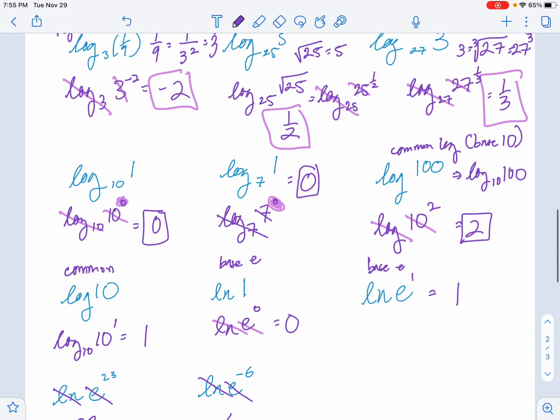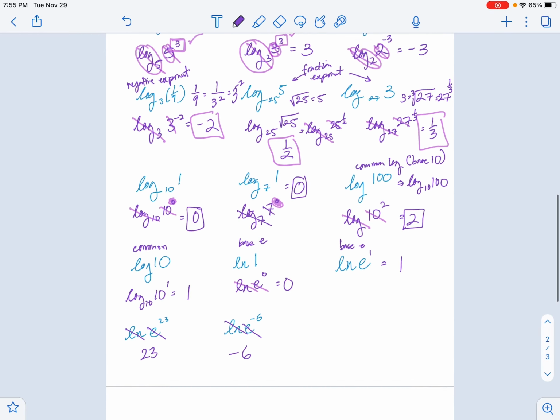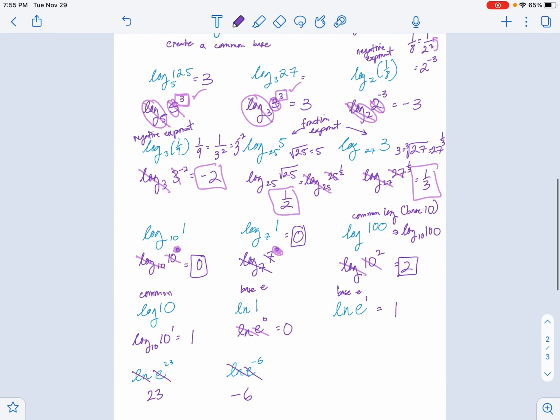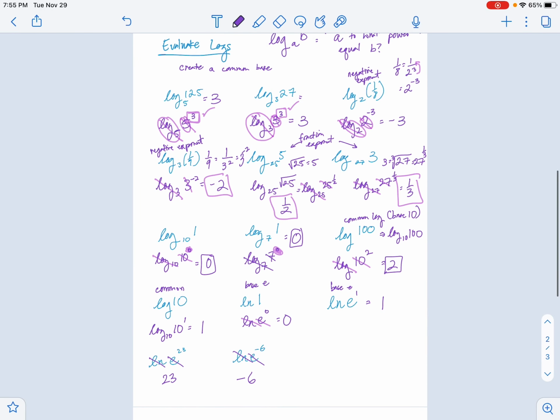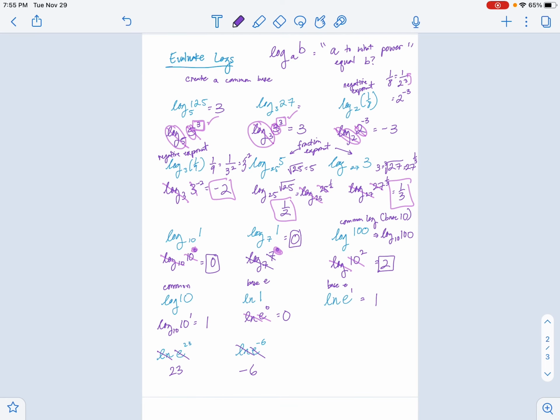Okay, so these are all the problems, all the different ways that you can evaluate a log. You again have just the normal way of figuring out a to what power equals b. You have those negative exponents you need to keep track of when you have fractions. You have fraction exponents when you have square roots or cube roots or any root. And then you have these common logs and natural logs that are pretty simple once you get the hang of it.